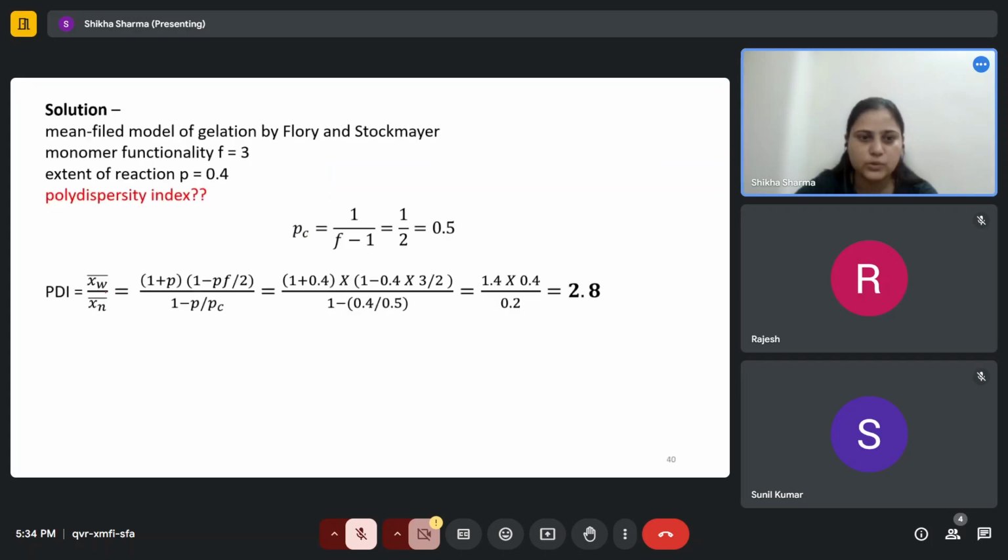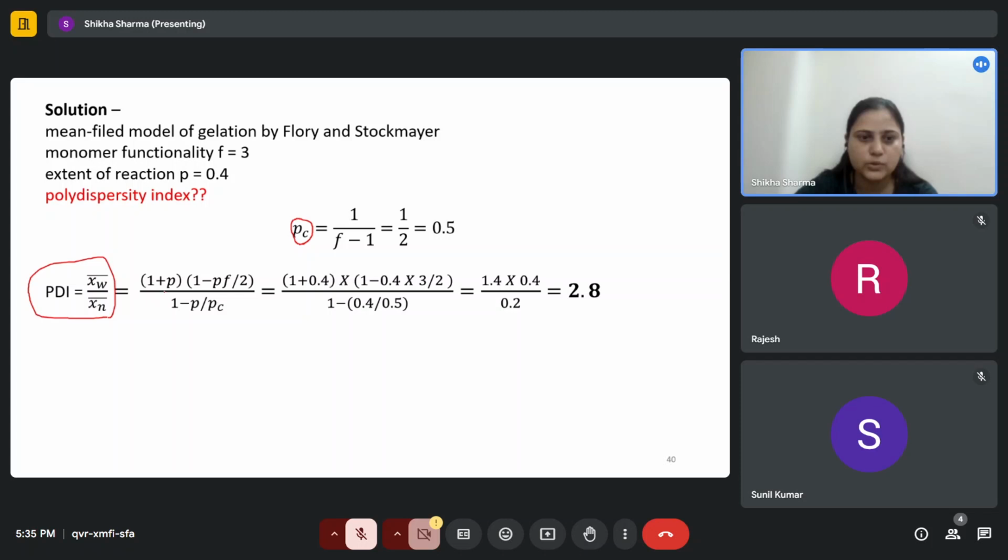So what is the polydispersity index? It is nothing but the weight average degree of polymerization divided by the number average degree of polymerization, right? So we know that this formula, the PDI formula, is also equal to (1 plus P) in terms of P and F, which are the extent of the reaction and the monomer functionality. It is (1 plus P), the extent of reaction, multiplied by (1 minus PF divided by 2), and the whole is divided by the denominator, 1 minus P by PC. What is PC? PC is the extent of the reaction at the critical point, right?